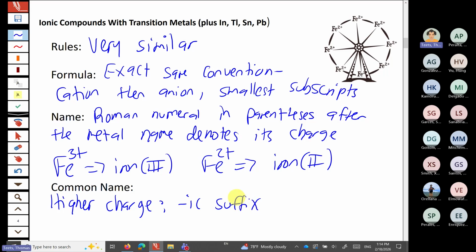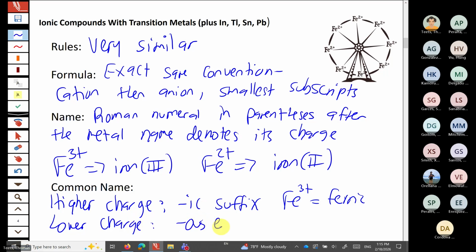And in this old school naming system, it also keeps the Latin name where the symbol comes from, Fe. So if you see a compound that has Fe3+, it could be named as ferric. So iron 3 chloride or ferric chloride would be the same thing. Again, not expecting you guys to necessarily know this, but just for familiarity. And the one that has the lower charge, which for iron would be +2, has an OUS ending. So cuprous if it's copper 1, or iron 2+ would be ferrous.